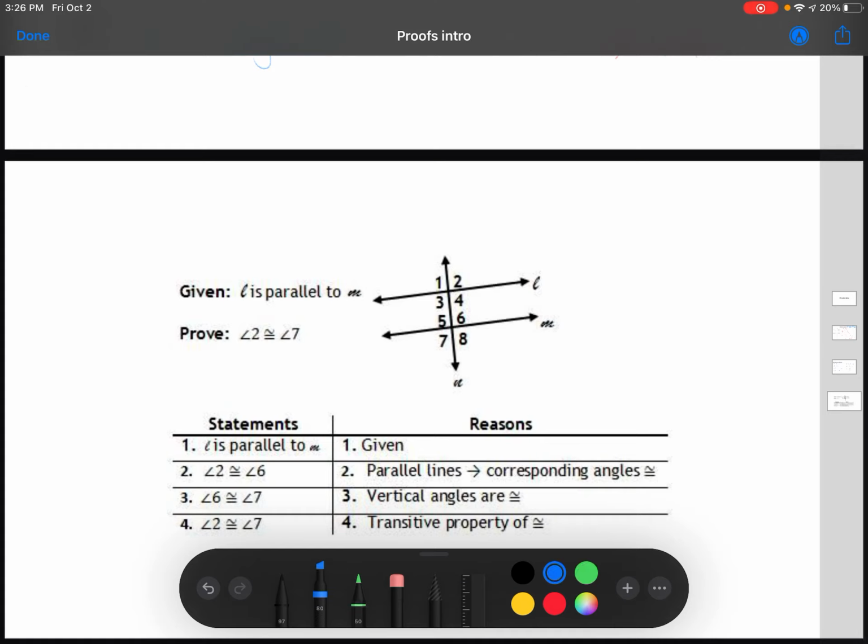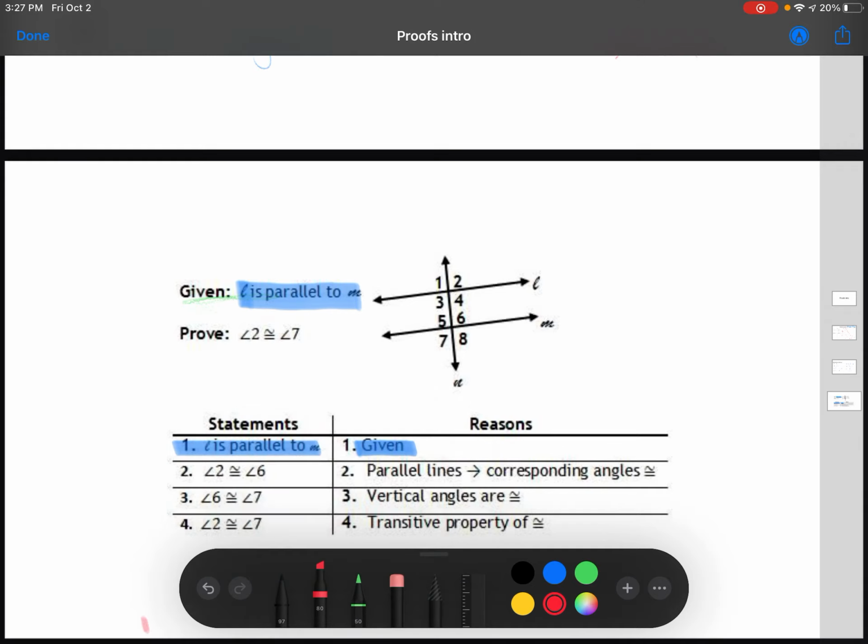The last thing I have here is a completed proof. So this is what it would look like after you finish it. As you can see, you've got your given here. This given is that L is parallel to M. That's information that you're told. And if you look at the reasons, L is parallel to M and given are in the first row. So that's always true. Given is always, always, always first.